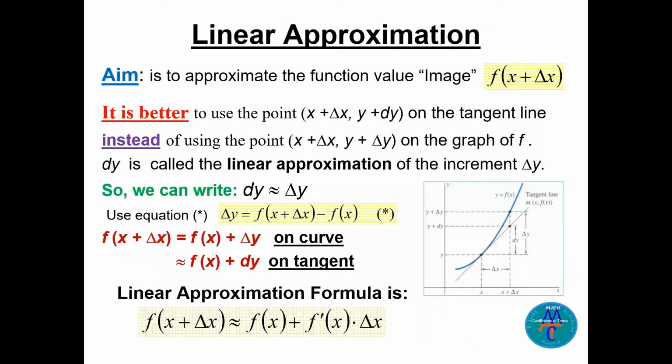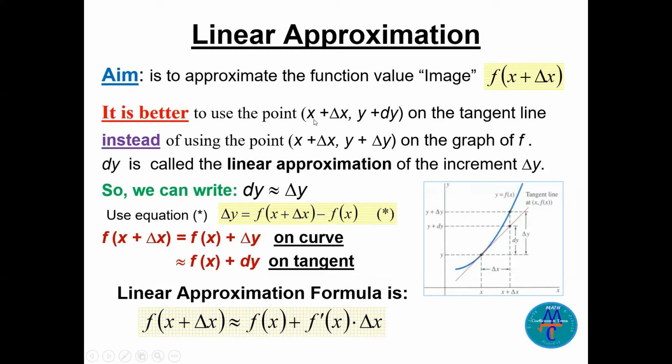Okay. Now, linear approximation. The aim here is to approximate the function value, or the image, of f of x plus delta x. So if we have a number here, x plus delta x, we'll see an example in a few minutes. If we have an x plus delta x, we need to approximate the function value f of that number. Maybe this number, let's say 2.103. So we need to find f of that number.